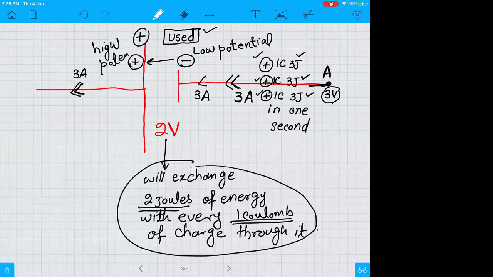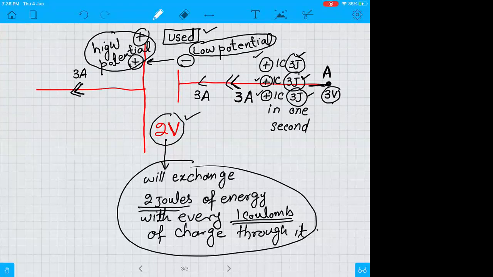So the charge is moving towards the high potential terminal. When the charge moves towards the high potential terminal, it is the same as a mass moving towards height. When objects move towards height, they gain energy. So when this charge moves from the low potential terminal towards the high potential terminal, it will gain electrical potential energy. Initially, its energy was 3 joules. The cell is of 2 volts, so it exchanges 2 joules of energy. The charge will gain 2 joules of energy from the cell.